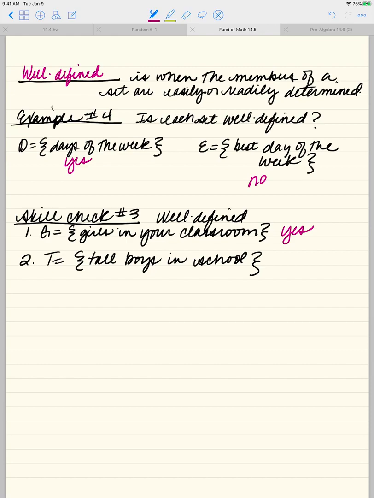Number 2, set T, tall boys in school. This is not a well-defined set because we don't have tall defined, okay? If the set said boys that are 5'3" and taller, we could define that set. But this says tall boys. What's tall to me might not be tall to someone else. What's tall to Elise is not necessarily what is tall to Sam Barry, all right? So this is not a well-defined set. And that is the end of this lesson.